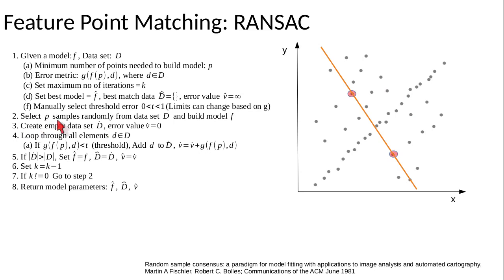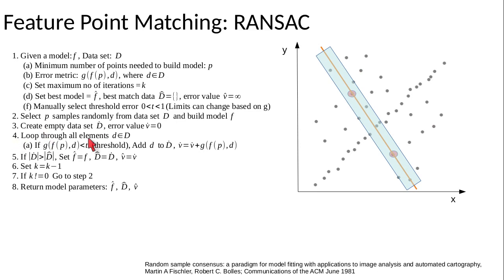So the next step is to select p samples randomly from the dataset D and build a model f. In the case of linear regression, we need 2 samples at minimum to build the model. So these 2 are the samples which have been selected, and this line is the model that has been constructed using these 2 samples. Once the model has been built, an empty dataset D dot is created and an error value V dot is set to 0. Notice that this model has been built using only these 2 random samples.